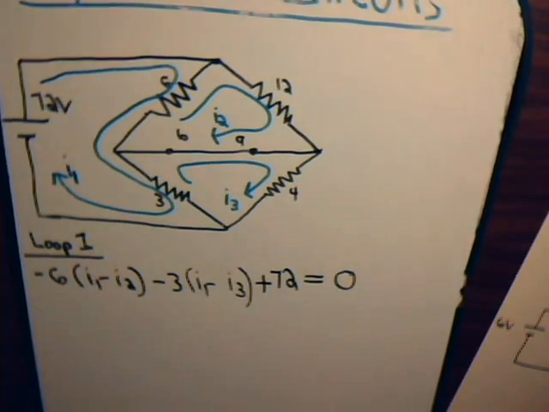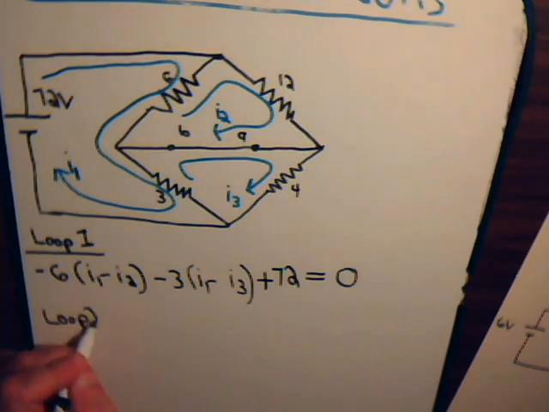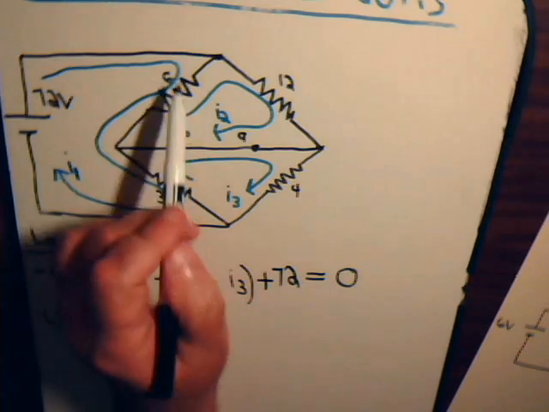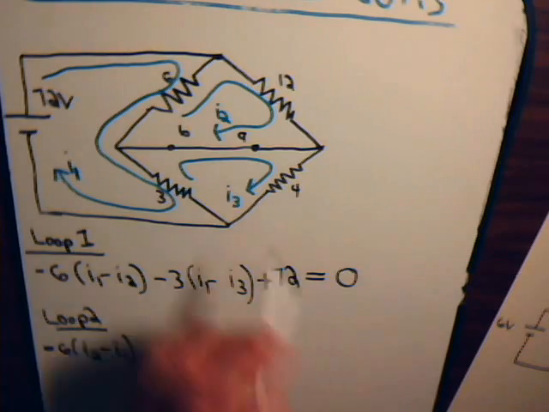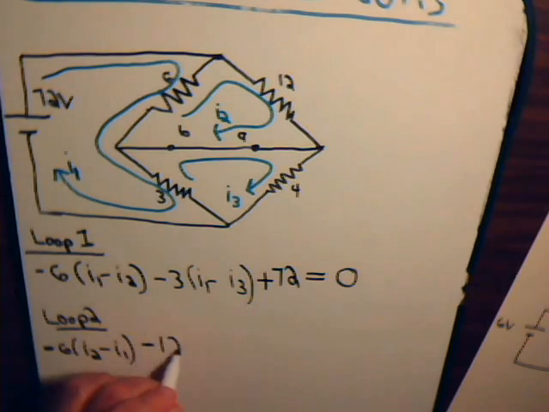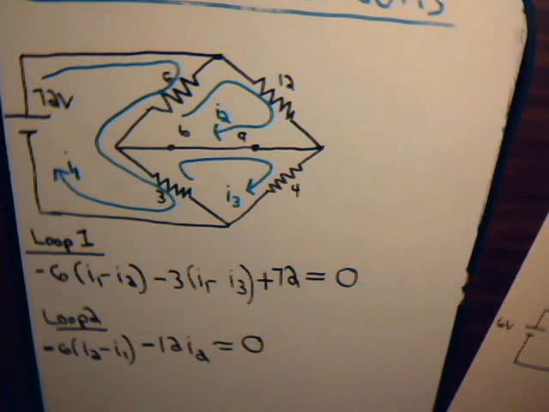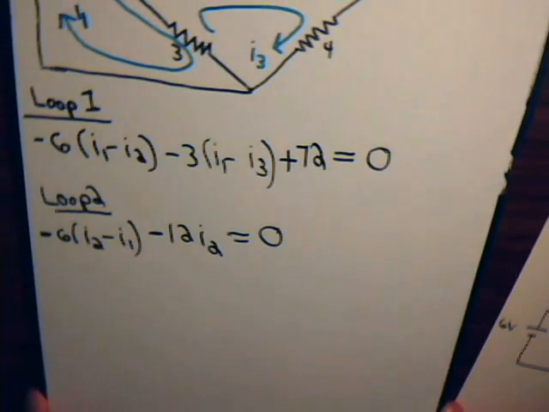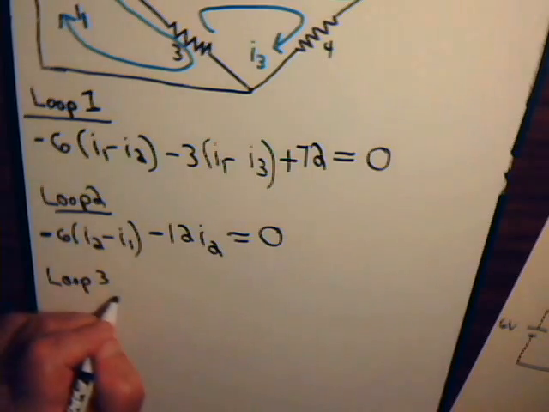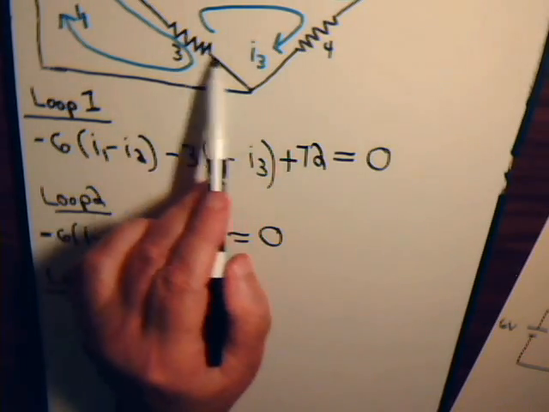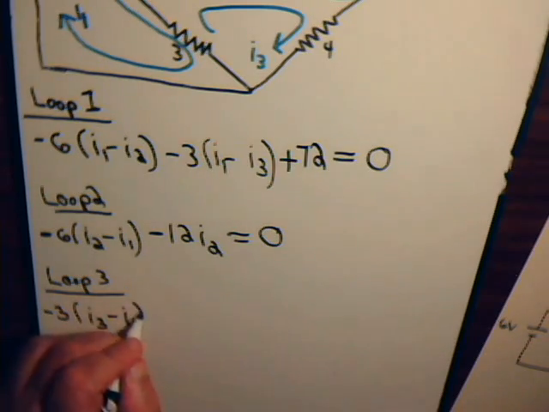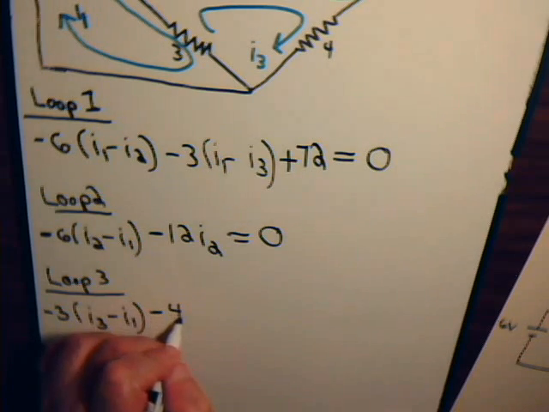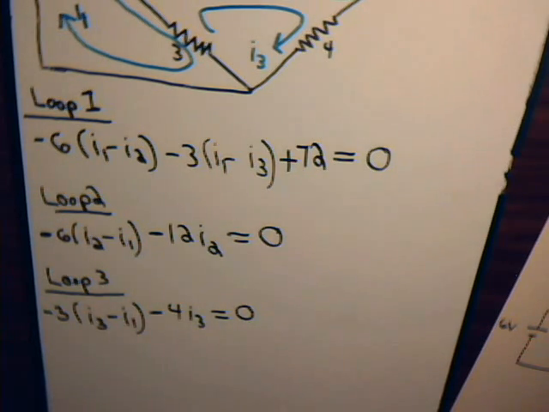Now, let's look at loop 2. Here we have minus 6, I2 minus I1. And then minus 12 times I2. That equals 0. And then for loop 3, minus 3, I3 minus I1. And then minus 4 I3 equals 0. So here we have three unknowns.